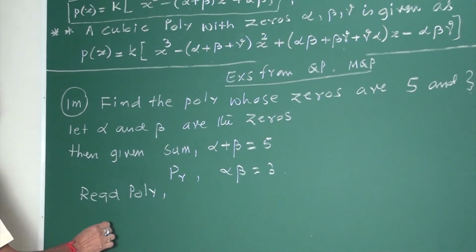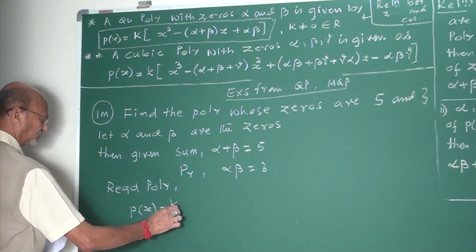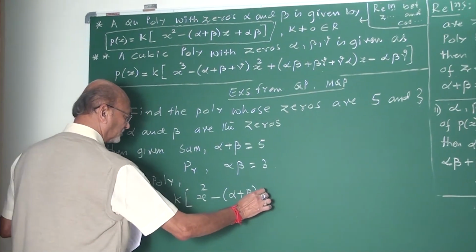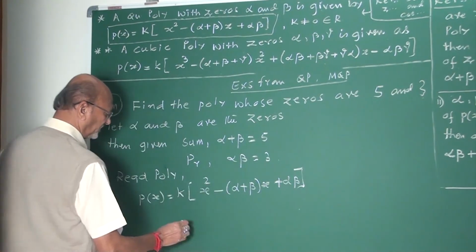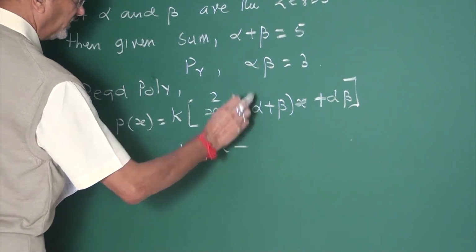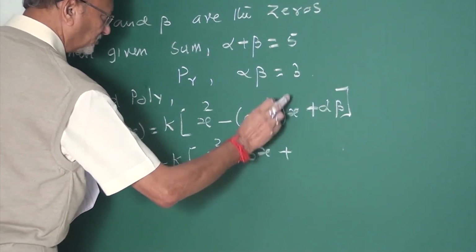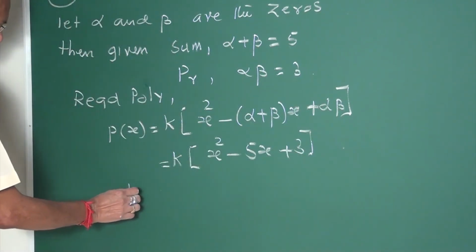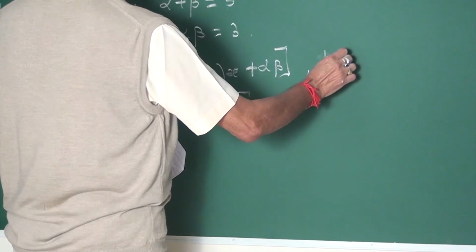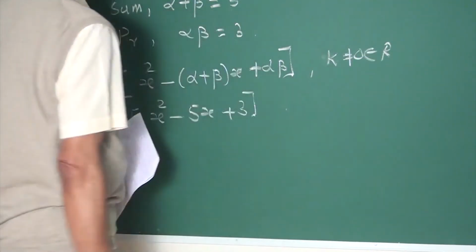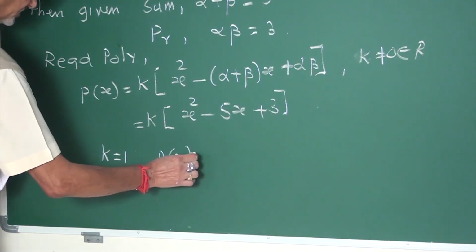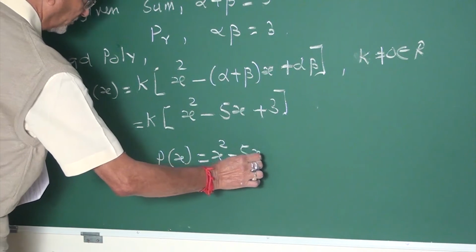The required polynomial is P(x) equal to k into, it is quadratic, x squared minus (alpha plus beta) into x plus alpha beta. That is k into x squared minus 5x plus 3. If you want, you can write this step. Here k not equal to 0 is any real number. If k is 1, then P(x) is x squared minus 5x plus 3.